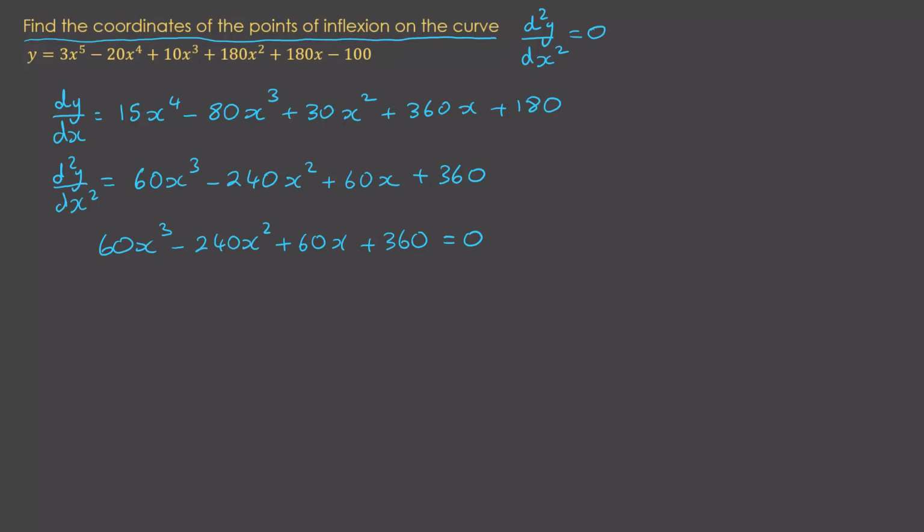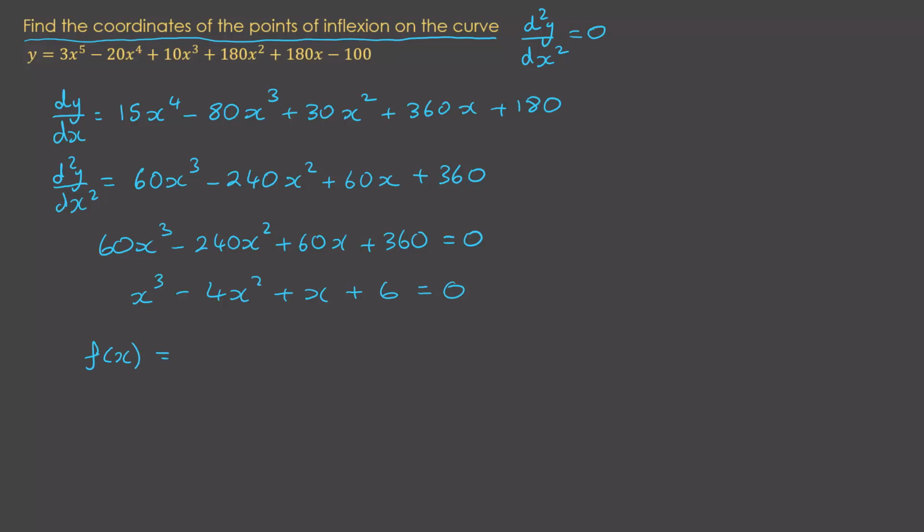Now there is a common factor of 60 in these terms, so we can divide through by 60, giving us x cubed minus 4x squared plus x plus 6 is equal to 0. And so we have to solve a cubic equation. So this is a reminder of how to do that.